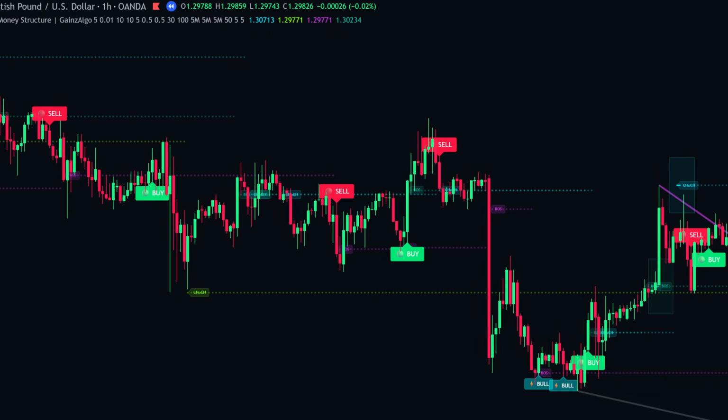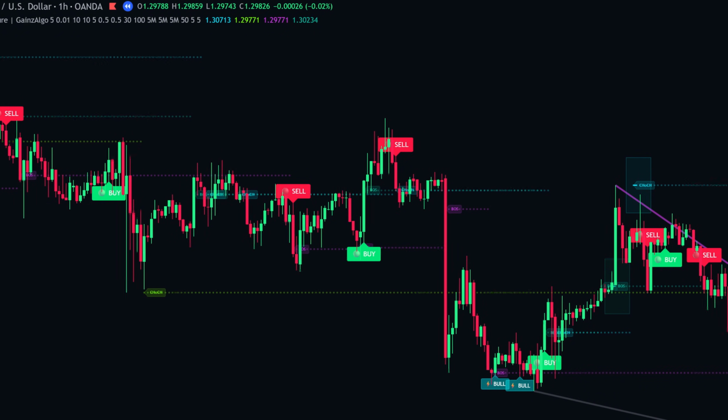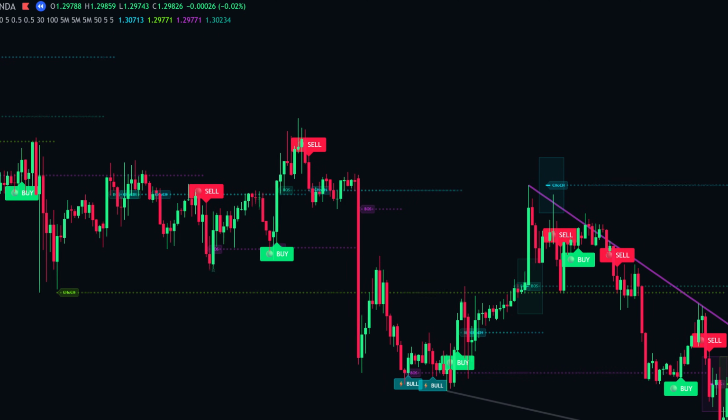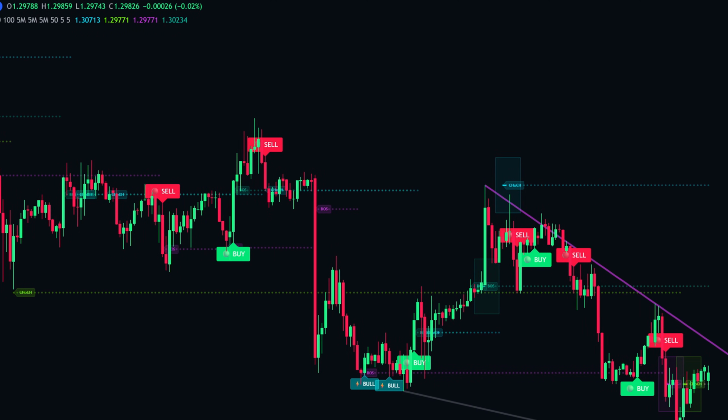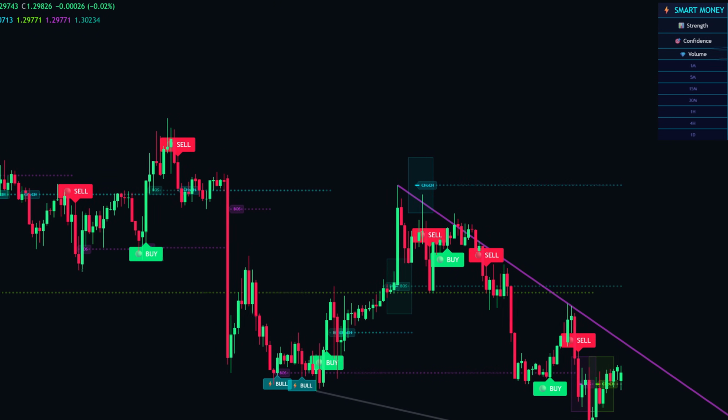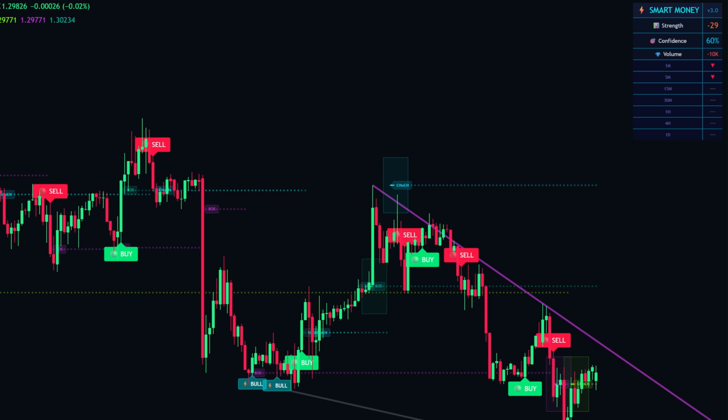Smart Money Structure Analysis is a professional-grade market structure and order flow system designed to identify institutional trading behavior through volatility adaptive logic, multi-time frame trend alignment, and volume-based confirmation. On this chart, the Smart Money Structure Indicator is displaying several key elements that work together to guide trade decisions.